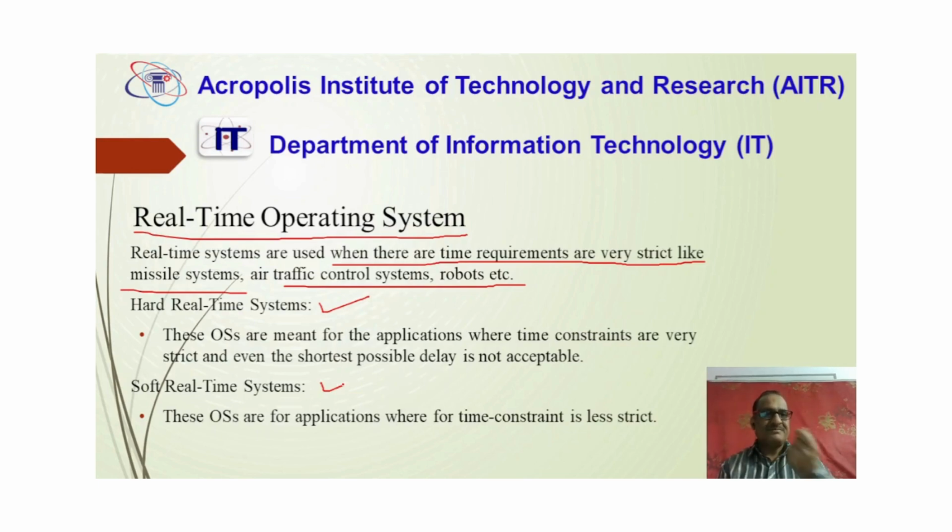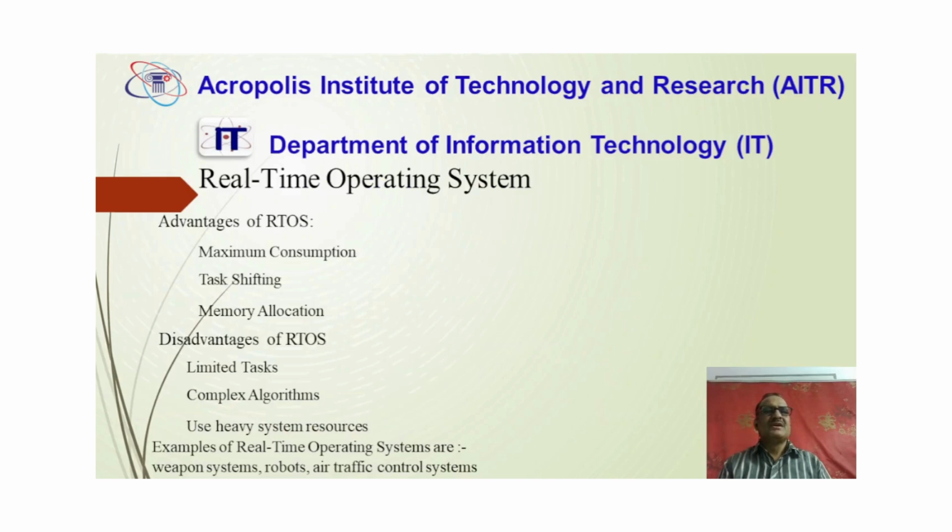Okay, soft: these operating systems are slightly less restricted, like net banking, like when we are processing, we are communicating. So these are soft real-time systems. The advantages are maximum consumption, time, task shifting, memory allocation.